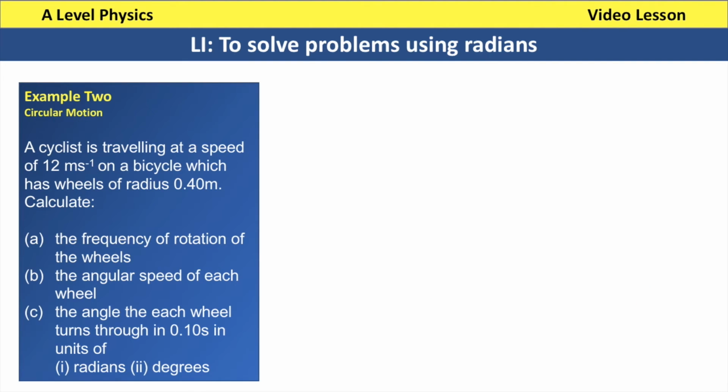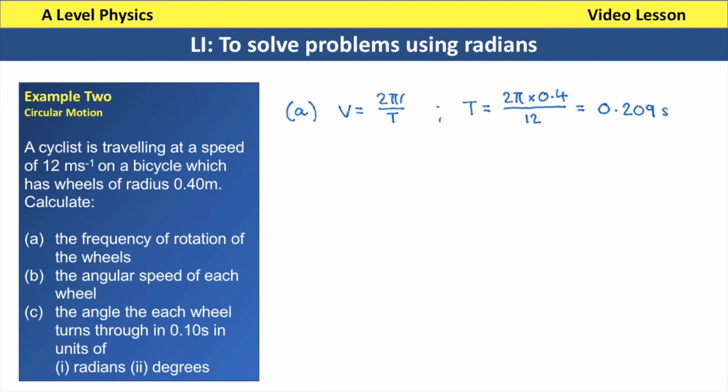Let's look at a second example. A cyclist is travelling at a speed of 12 metres per second on a bicycle which has wheels of radius 0.4 metres. Calculate the frequency of rotation of the wheels. Well, to work out the frequency, we first of all need to know what the period of the wheels is. So I use the equation for speed, which is distance over time, 2 pi r being the circumference of a circle, of course, and I rearrange that for period to get 2 pi times 0.4 divided by 12, which gives 0.209 seconds as the period.